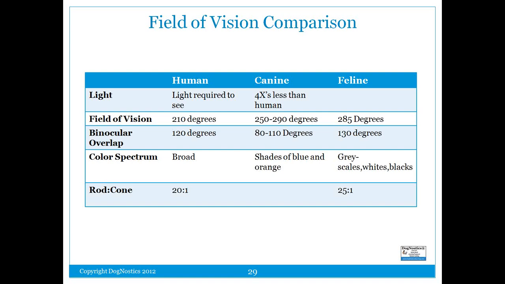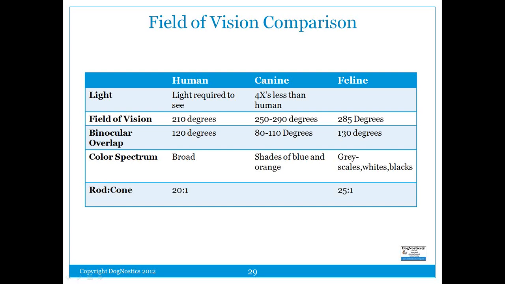Our color spectrum, of course, humans see a broad color spectrum, and this is still an area of controversy between dogs and cats. We know that dogs can differentiate several shades of gray, black, white, and also blue and orange. Cats, they're starting to lean more towards cats having a spectrum of vision similar to the dog, that they can see blue and orange, but they definitely have a huge advantage over dogs because they have a really wide scale of grays, whites, and blacks. That's what makes them such excellent predators, that they can pick out very, very minute differences in shades of gray.